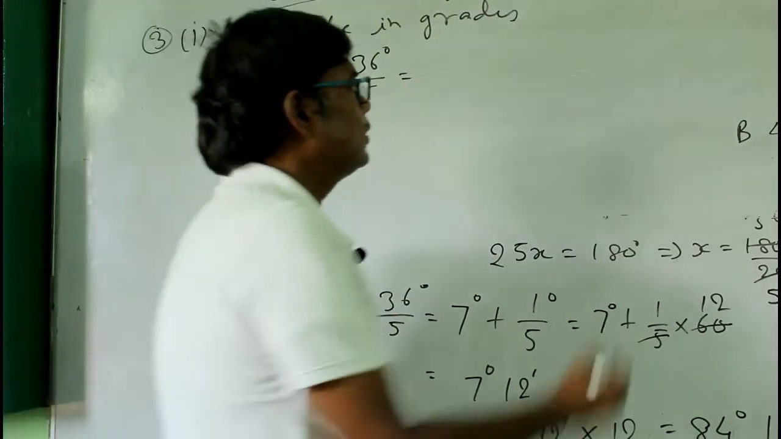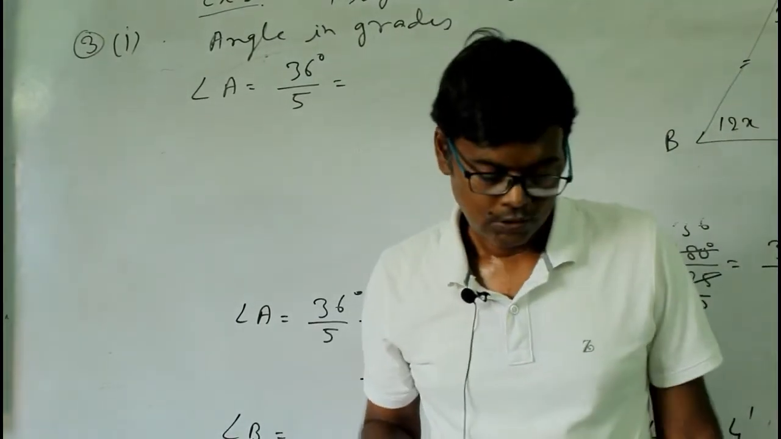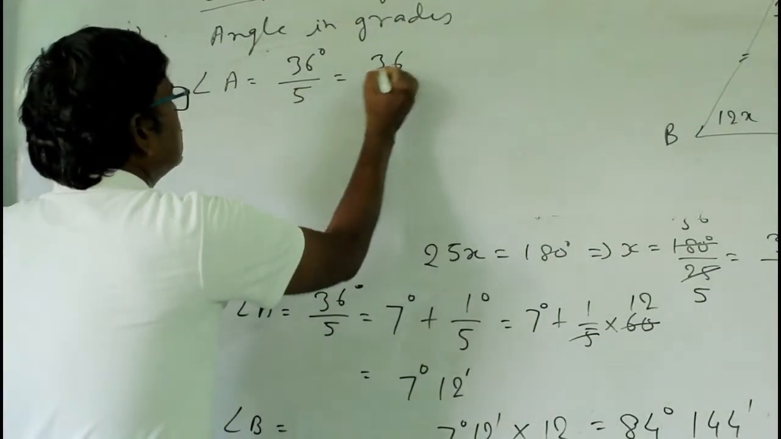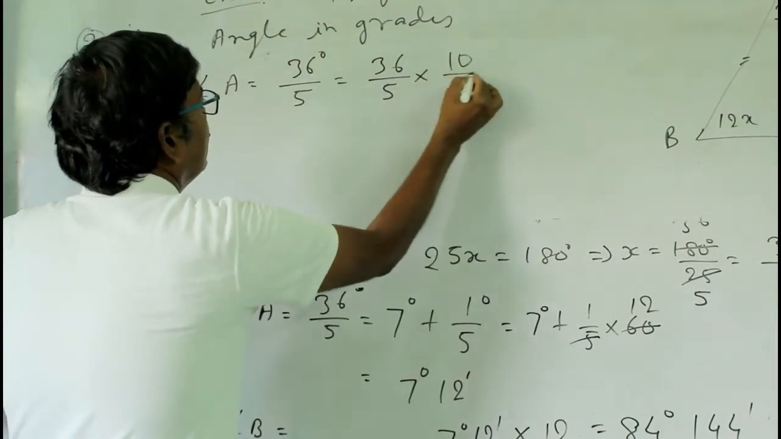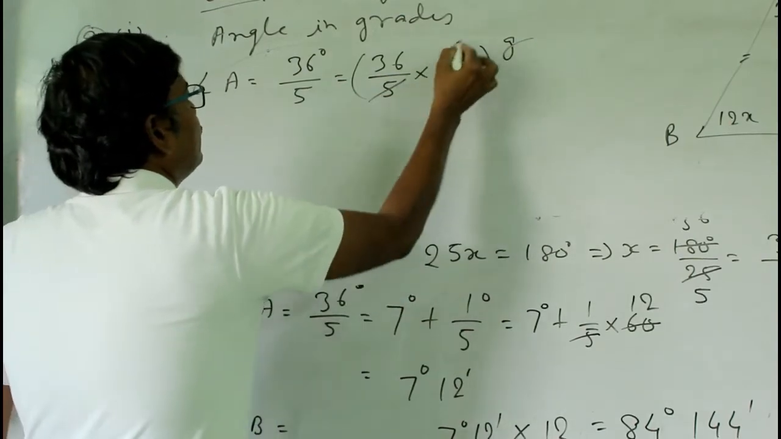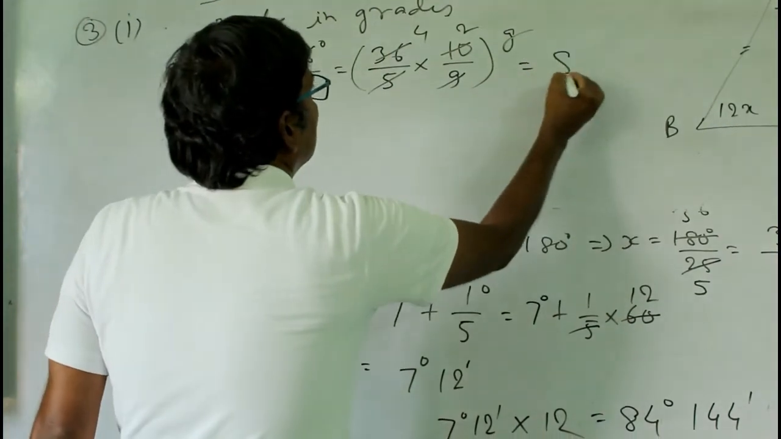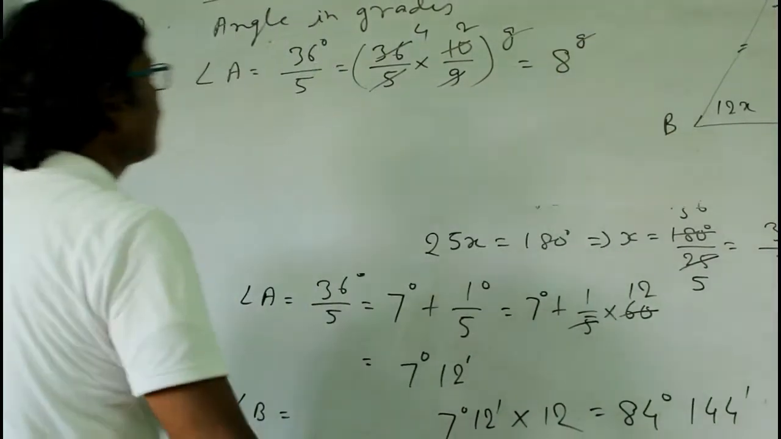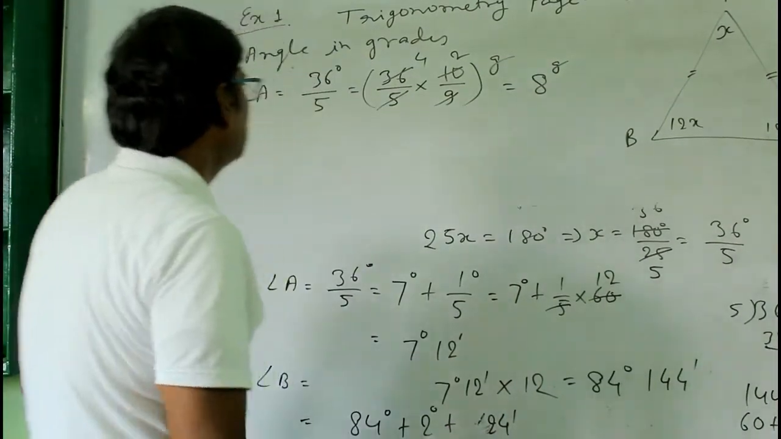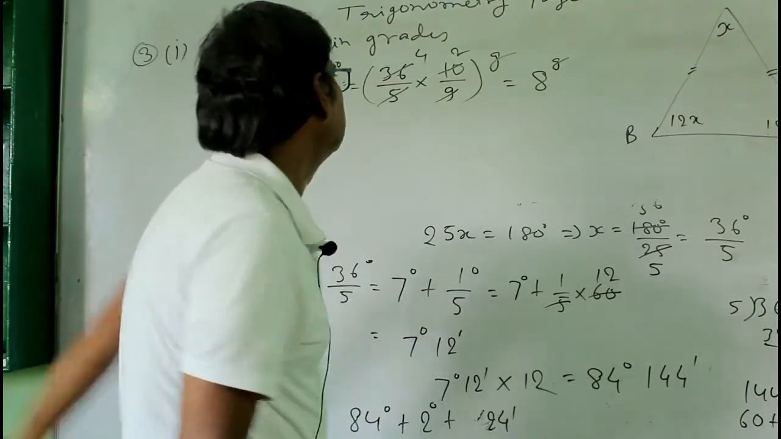So you know that 90 degree is equal to 100 grades. So 1 degree equal to 10 by 9 grades. So here it will be 36 by 5 into 10 by 9. It will be in the grades. So 5 to 10 here and 9 for 36, so you have 4 to 8 grade. This is the 8 grade here, because 1 degree equal to 10 by 9 grades.